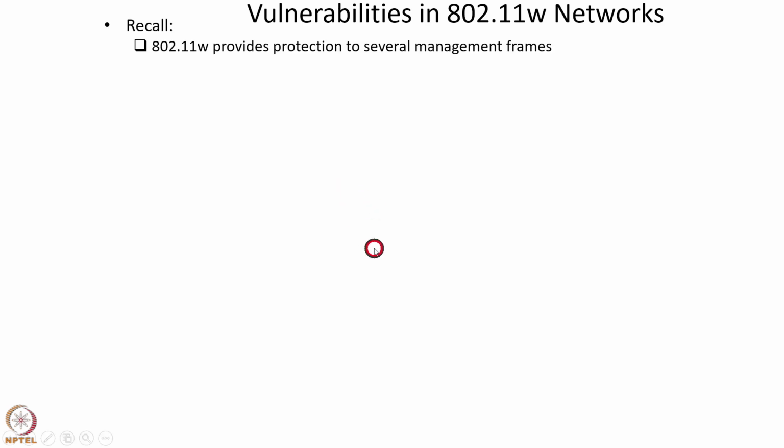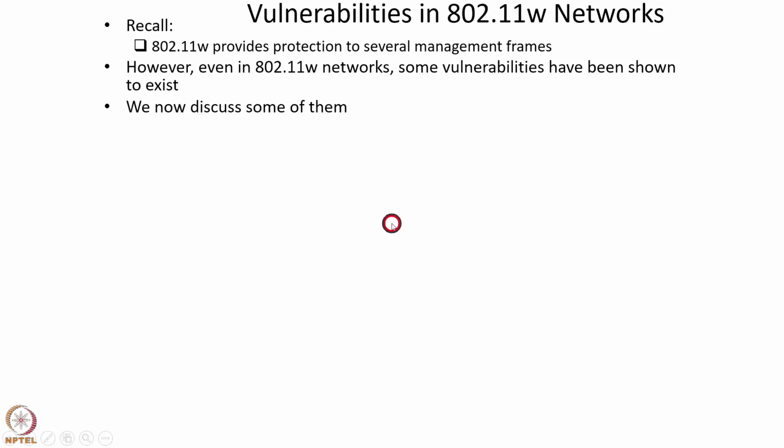But there are vulnerabilities even in 802.11w networks. So recall that 802.11w provides protection to several management frames. But even in 802.11w networks, some vulnerabilities have been shown to exist. We now discuss some of them. So one is deauthentication attack.